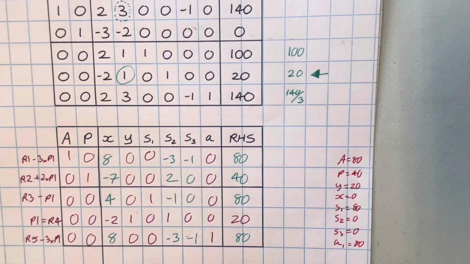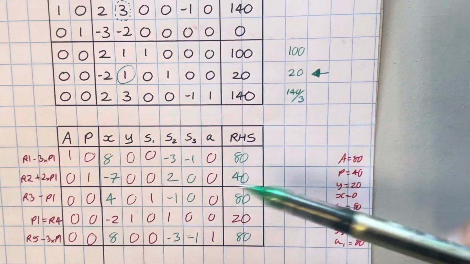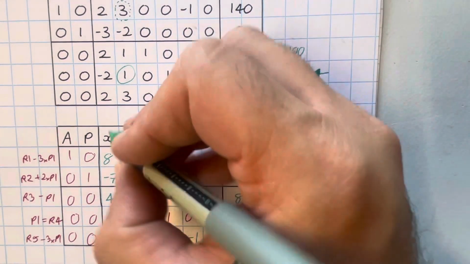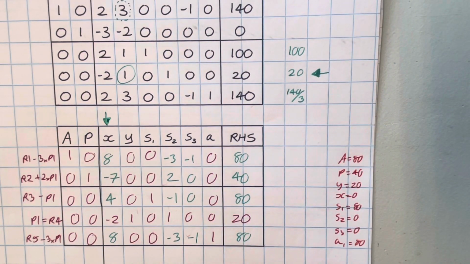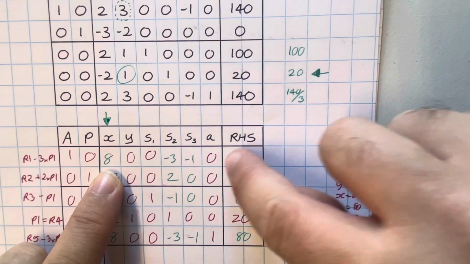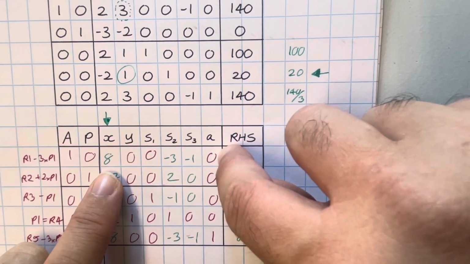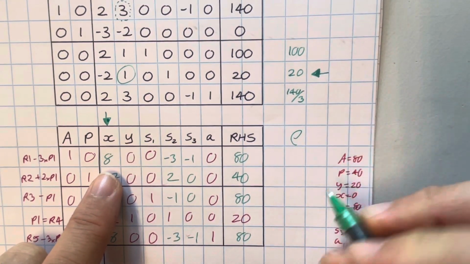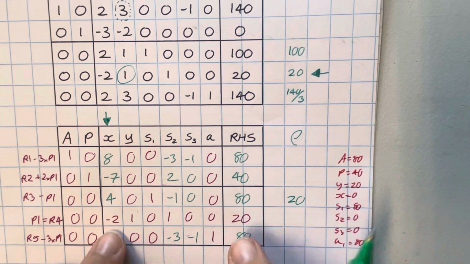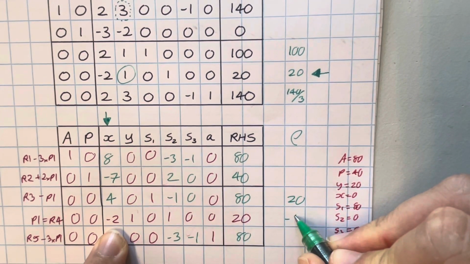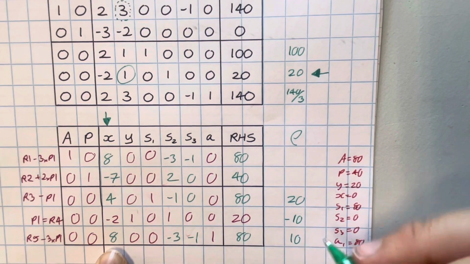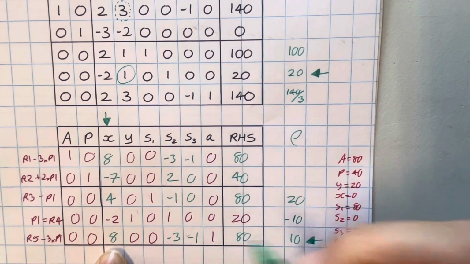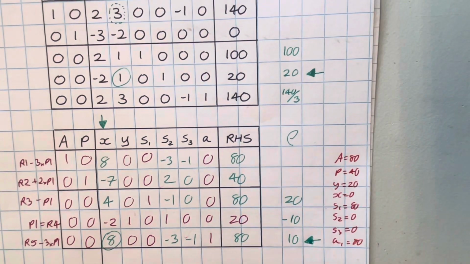So let's conduct another iteration of simplex. Again, we're still minimizing A. We've not met that objective yet. So we're going to choose this column for our pivot column, because that is the most positive value in this objective row out of these variables. Now we'll conduct a ratio test. 80 divided by 4 is 20, 20 divided by -2 is -10, and 80 divided by 8 is +10. So we should choose the smallest positive, which is that one. So that is going to become our next pivot.